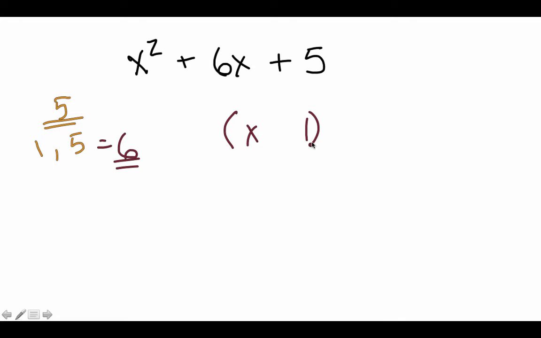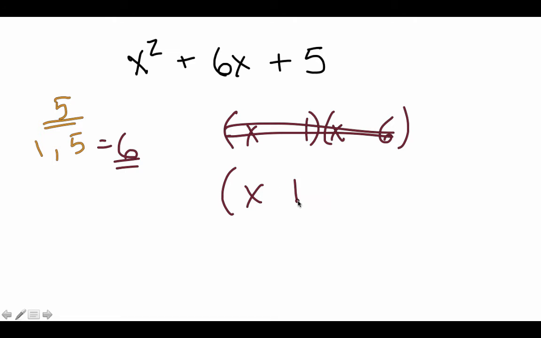X with a 1, x with a 6. The signs are plus plus or minus minus because the only way to get a... that's a mistake. You caught it. Sorry. X with a 1 and x with a 5. The signs are plus plus or minus minus because the only way to get a positive 5 here is to multiply positive 1 times positive 5 or negative 1 times negative 5. I know if it's a positive and a positive if this is positive.